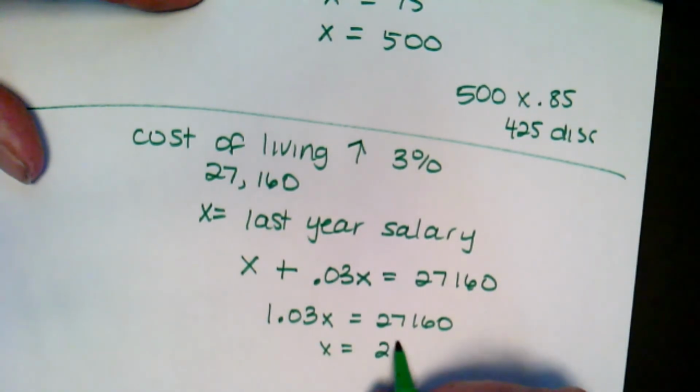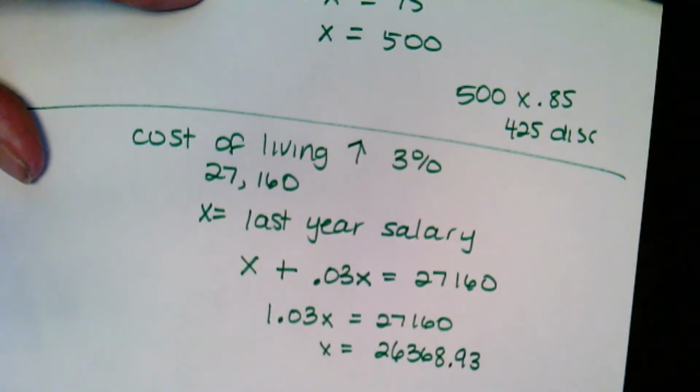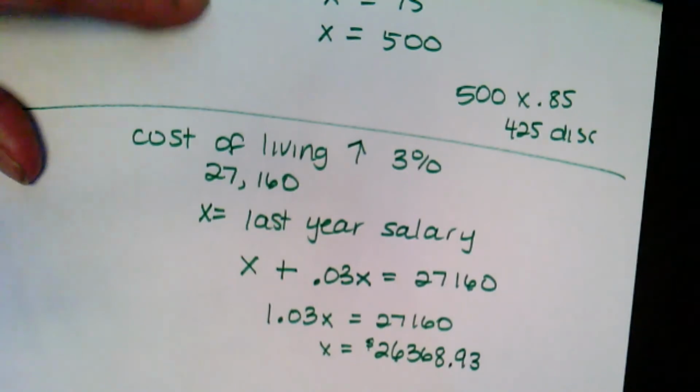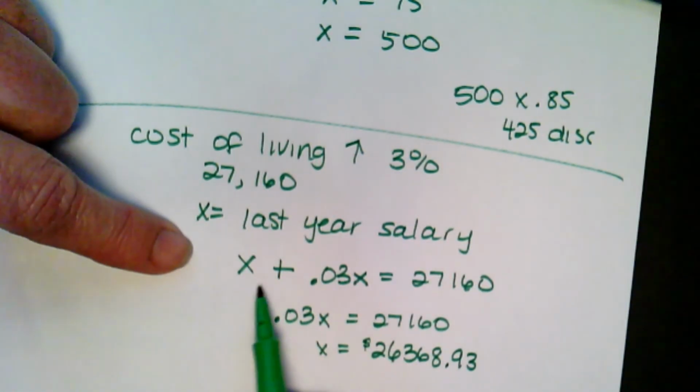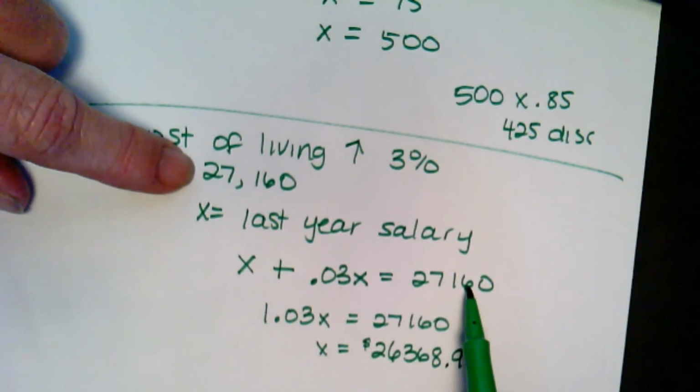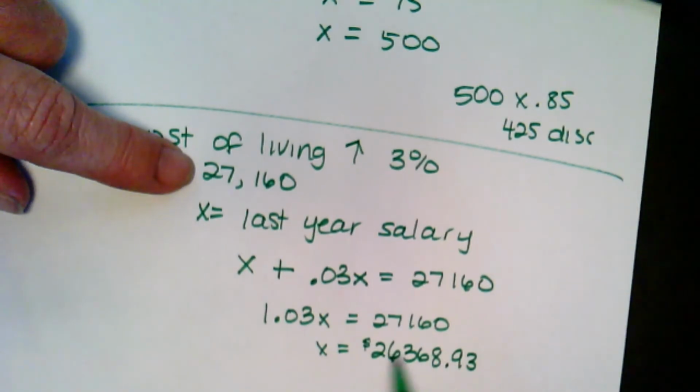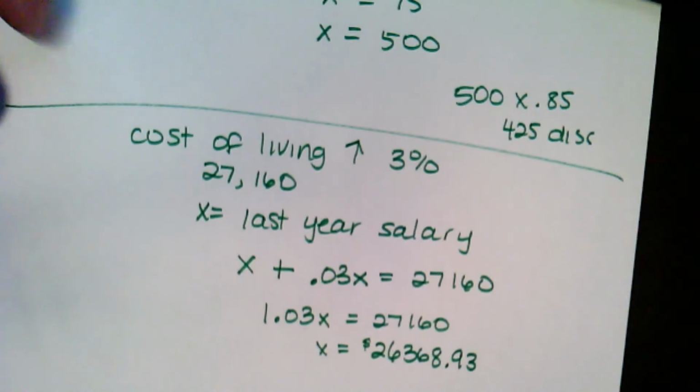And I get 26,368, rounding to the nearest penny, 93. So what you get should be less than what you started with, because this is what she made last year. She got an increase on that last year.